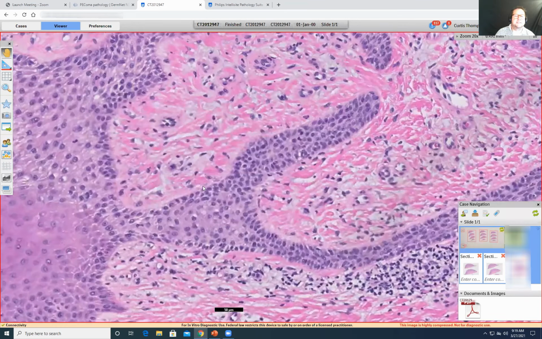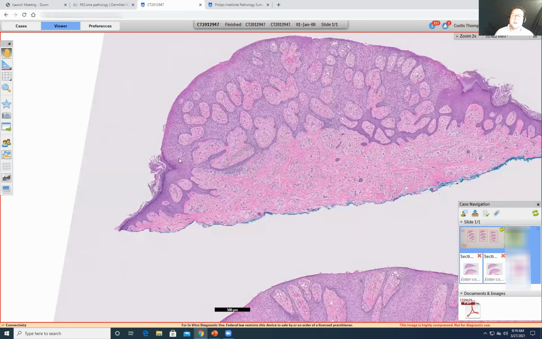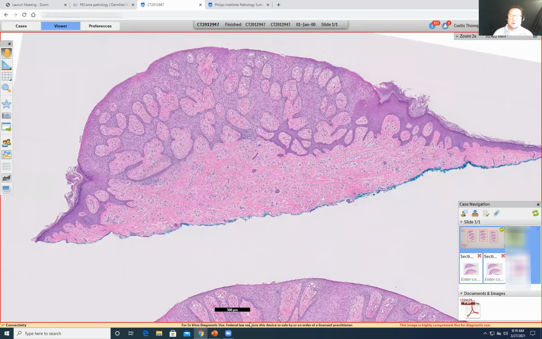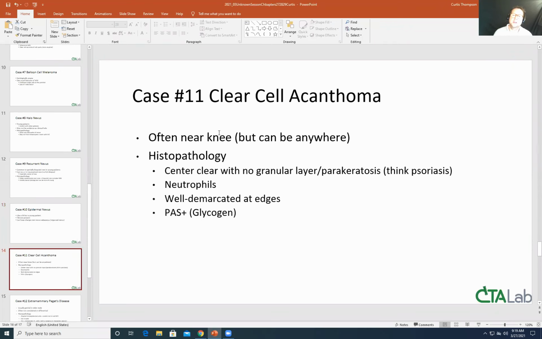But the fact that it steps off, see how it goes just from totally normal into this step off, makes it our clear or pale cell acanthoma. So things to know, it can be anywhere on the body, but often near the knee, which it is in this case.